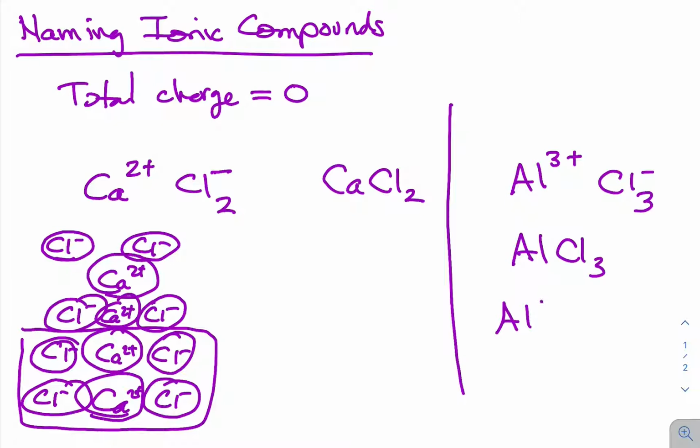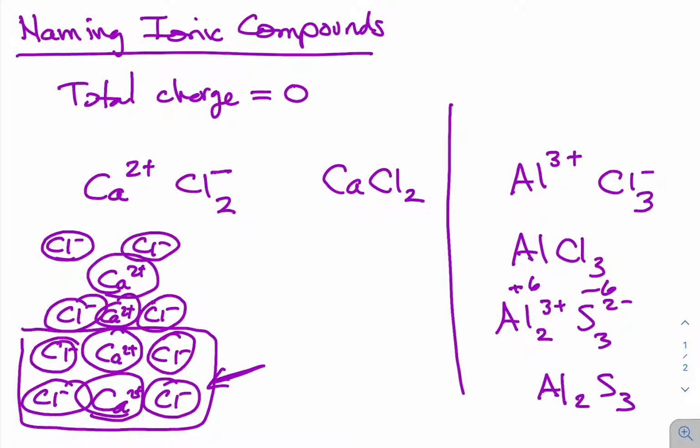Let's say you had aluminum with sulfide. Sulfide is always 2 minus in an ionic compound. So the only way to do this, and you can play around with drawing pictures like the one I did over here for calcium chloride, the only way to get this to come out to be 0 is if there's 2 of the 3 plus ions and 3 of each of the 2 minuses, all right? You can think about this as a total of 6 plus for 2 aluminums and a total of 6 minus for the 3 sulfides. So that's going to be Al2S3 for aluminum sulfide.